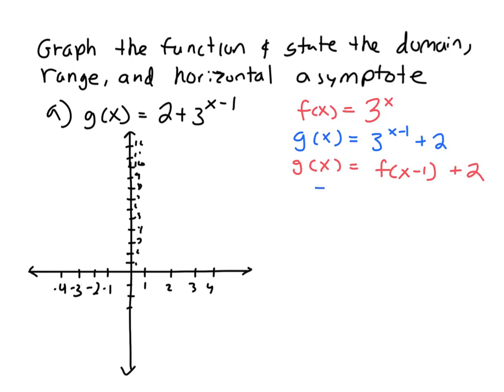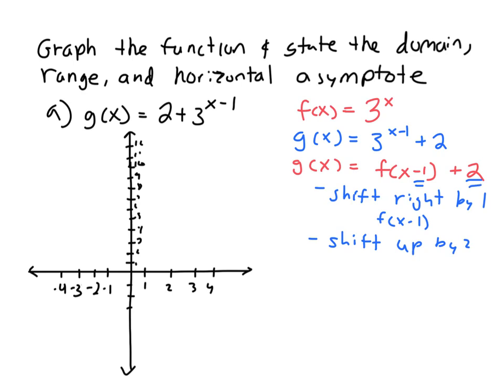So what are these transformations? Well, c equals negative 1. This is a shift right by 1. Remember, if it's minus, then you shift right. If it's plus, you shift left. So if you shift right by 1, that's this f of x minus 1. And then the next thing we need to do is shift up by 2, and that's this piece here, the plus 2. That'll give us f of x minus 1 plus 2, which is g of x.